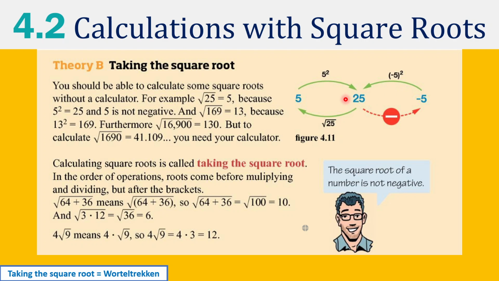Remember, and we're going to take a look at this later on as well, that I can square minus 5 to find 25, but we cannot say that there is a square root of minus 25. They say the square root of a number is not negative. Later on, we'll take a look at why that's the case. Calculating a square root is called taking the square root, worteltrekken.